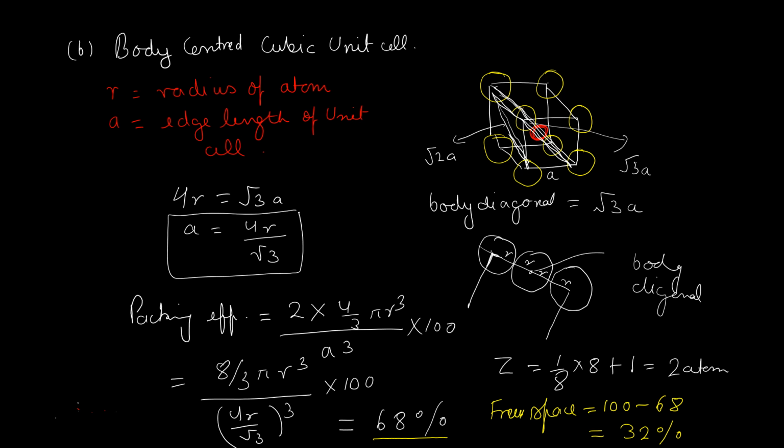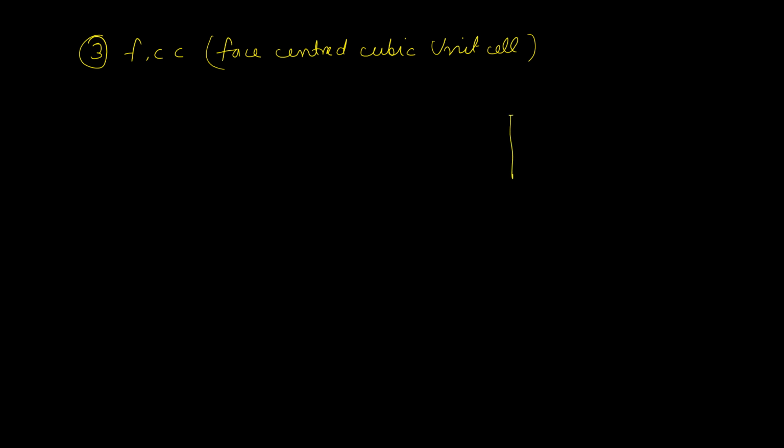Obviously BCC. Now third comes FCC, face centered cubic units. Now in face centered cubic unit cell, what will happen? The atoms would be present at the corner as well as center of each face.